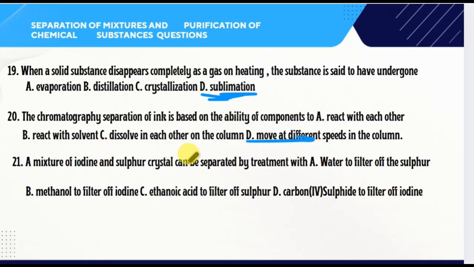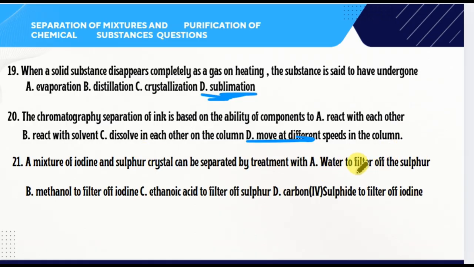A mixture of iodine and sulfur crystal can be separated by treatment with what? So what we need to know is to first study these two substances that we have, sulfur and iodine. Iodine is partially soluble in water, while sulfur is insoluble in water. Now let's take a look at it. Water to filter off sulfur.